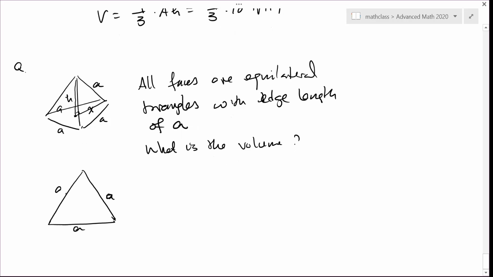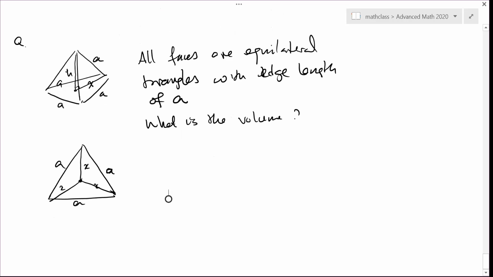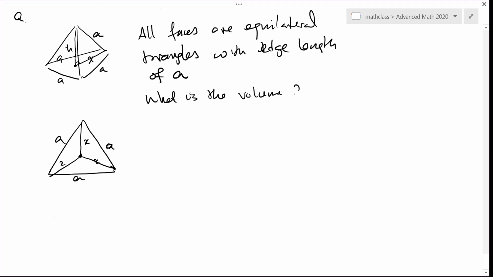And where's x? X is going like this. This is the center. This is my x, right? So this is my x. And how do we find the x? Can we do that? Once you find x, you can find h. Once you find h, you can find the volume. So step by step, are we able to find x? How do you do that?